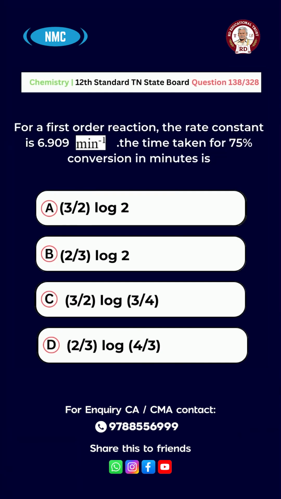Question number 138. For a first order reaction, the rate constant is 6.909 minute inverse. The time taken for 75% conversion in minutes is option A, 3 by 2 log 2, option B, 2 by 3 log 2, option C, 3 by 2 log of 3 by 4, option D, 2 by 3 log of 4 by 3. The correct option is option B, 2 by 3 log 2.